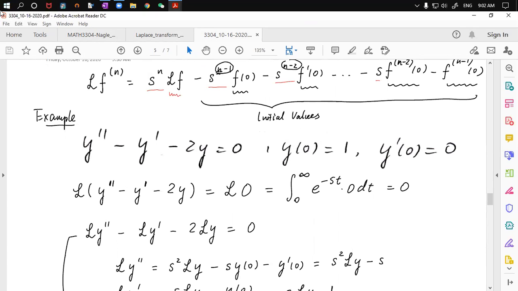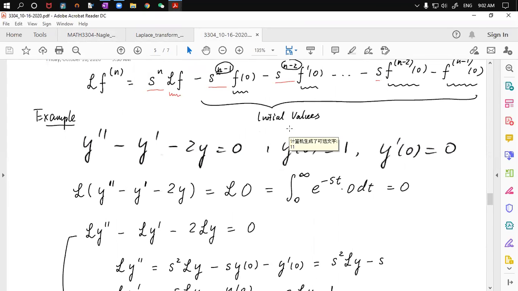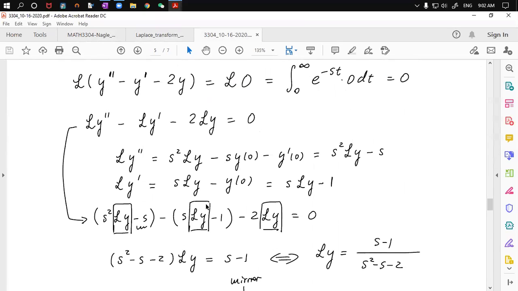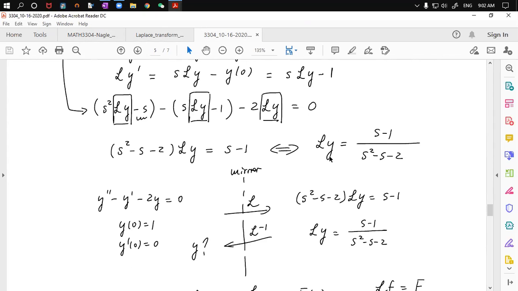So it is very important that this problem is an initial value problem, because the initial values, like f of 0 and f prime of 0, are going to enter the Laplace transform as constants from which you solve for the Laplace transform of y. Now the question is, you still need to know y, even if you know the Laplace transform of y. It's not enough to just know the Laplace transform of y.